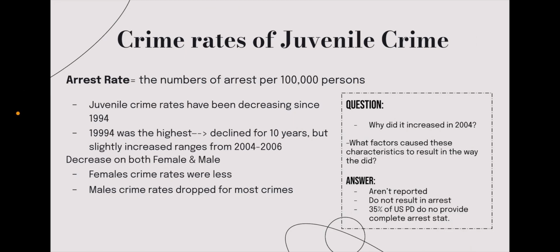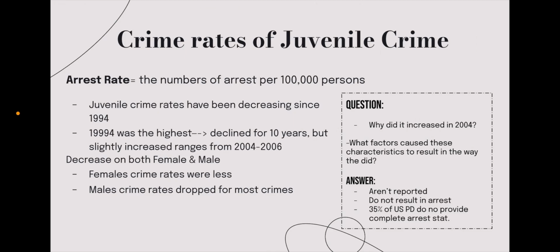Then, questions to have in mind are, what caused these numbers to decrease and suddenly increase? Well, it's quite easy and complicated to answer the question, mainly because just like adult crime, many crimes aren't reported at all, which can affect the statistics for juvenile crime. Many police departments don't provide the right information to get a confirmed statistical result.